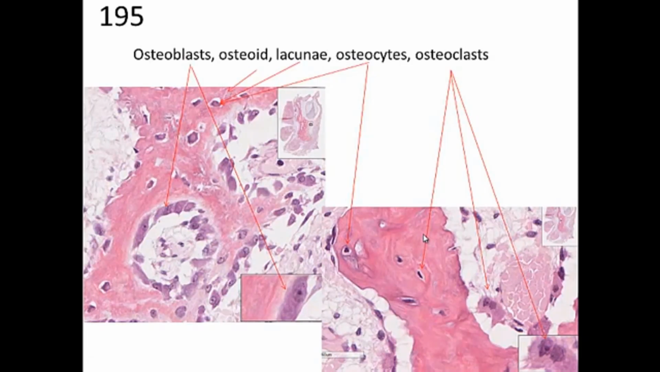On this slide, we can see the osteoblasts on the sides, which are laying down new bone. Osteoid, which is new bone. Lacunae, and osteocytes trapped in the lacunae, and osteoclasts. Here's an osteoclast right there. Not there, that one's wrong, but this one and that one are osteoclasts, and an osteoblast right there, but that one's wrong.